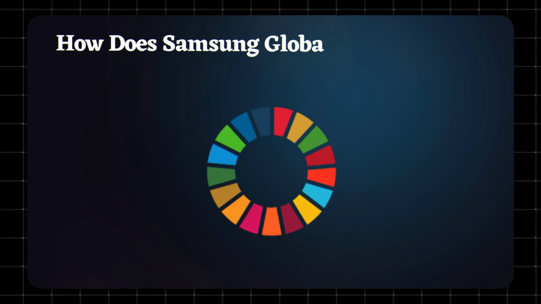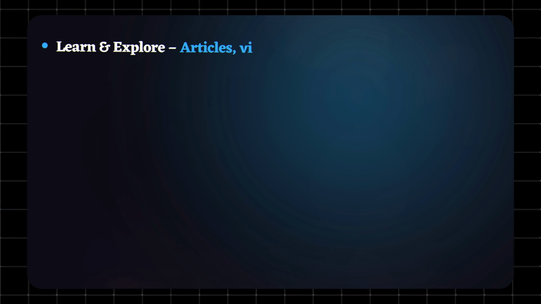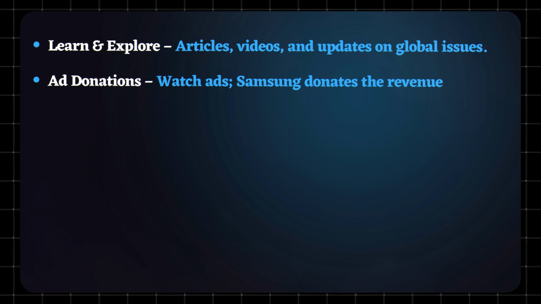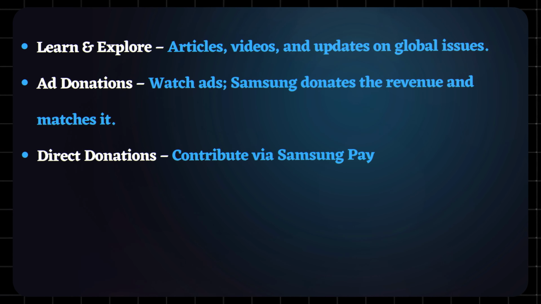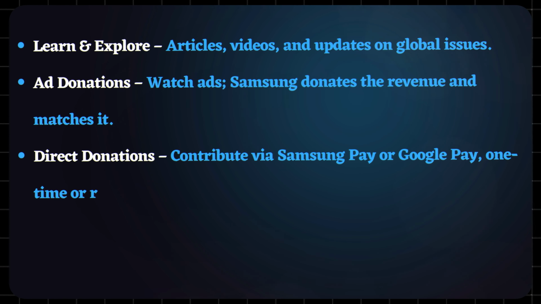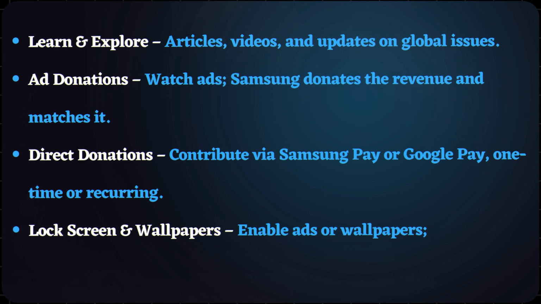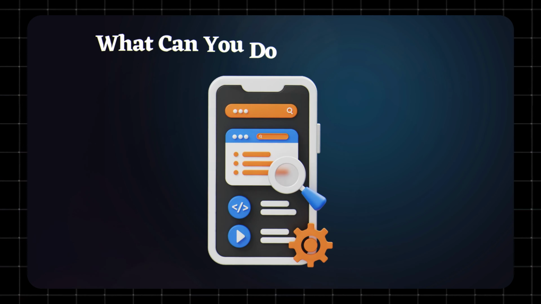How does Samsung Global Goals work? There are a few different ways the app works. Learn and explore: articles, videos, and updates on global issues. Watch ads: Samsung donates the revenue and matches it. Direct donations: contribute via Samsung Pay or Google Pay, one-time or recurring. Lock screen and wallpapers: enable ads or wallpapers, and the revenue goes to causes.